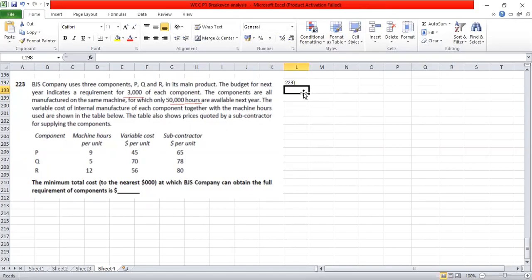For all the three products, even if we have to write on a comparative note, we can still write what the variable cost is and what the subcontractor's price is. Make or buy decision, we discussed that so many times.